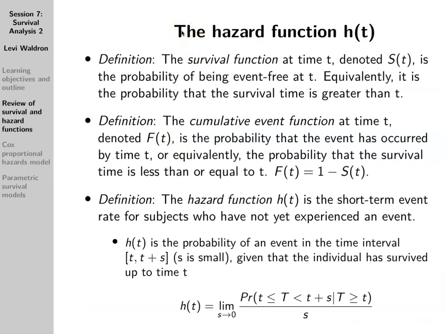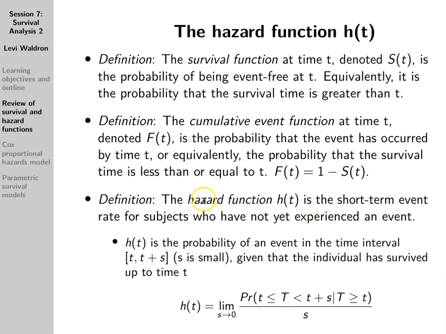So the survival function has an intuitive interpretation. It's the probability of being event-free at time t, or equivalently the probability that the time of survival is greater than this time t. And then the cumulative event function is just the complement of the survival function, 1 minus the survival function. So it's the probability that the event has occurred. So if survival is referring to non-relapse, then the event function is referring to relapse.